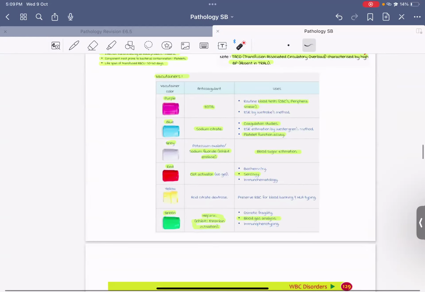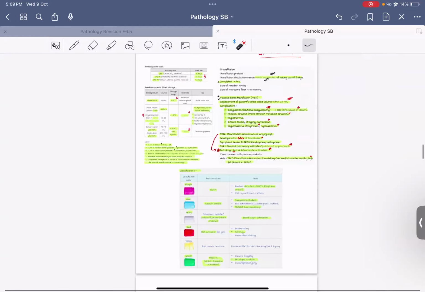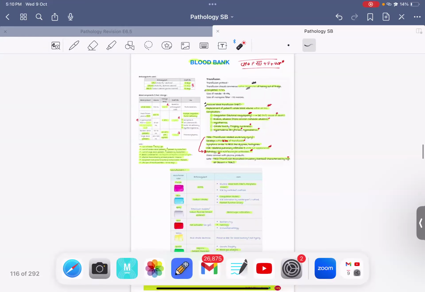So this is the important part about blood bank, which we are done with. These are the key important points about blood bank which you need to remember. That's it.